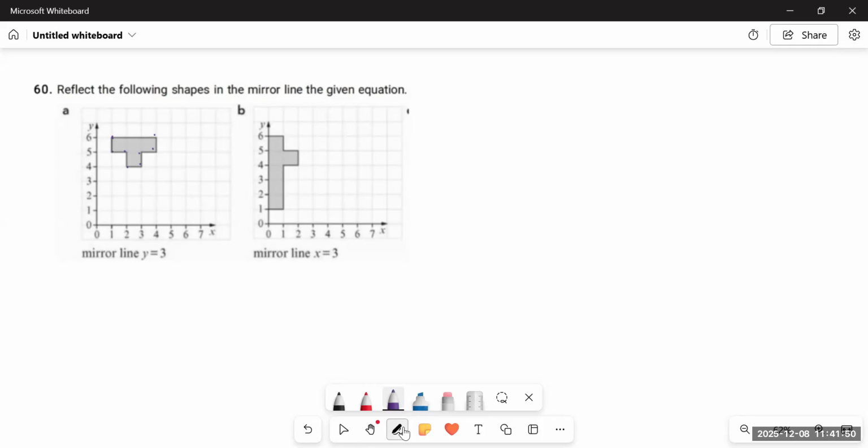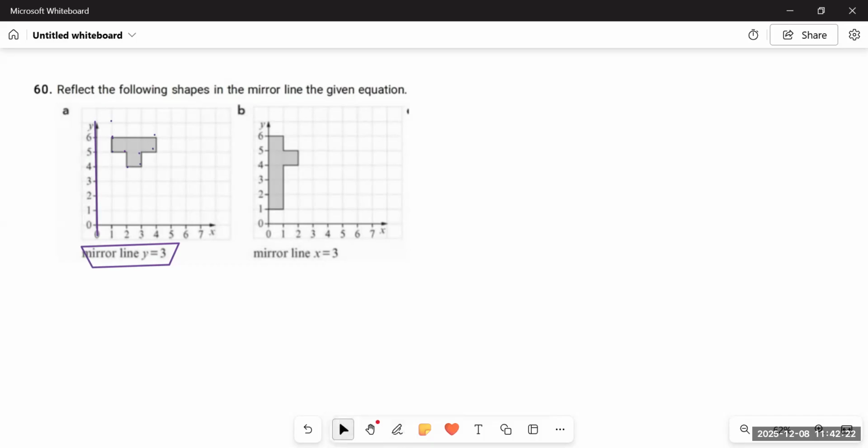So we have to take each vertex one at a time and plot its reflection in the mirror line. As you can see, the mirror line is y equals 3 over here. What does it mean? It means the y-axis, the vertical axis, this one, would work as the mirror line in this reflection. And we have to use a ruler to join the reflected vertices with straight lines to produce the image.